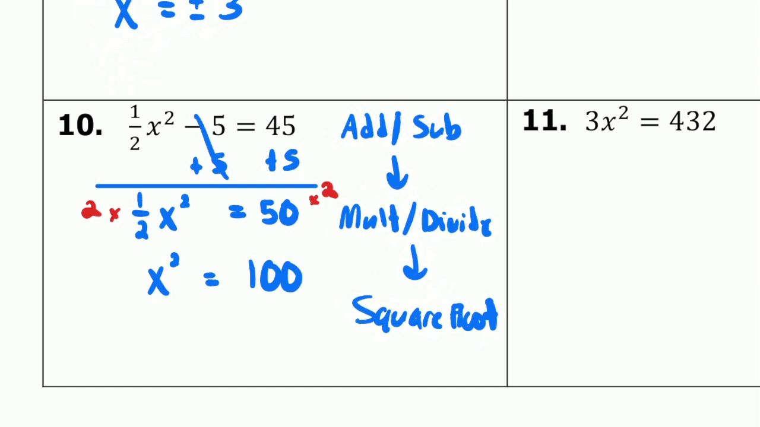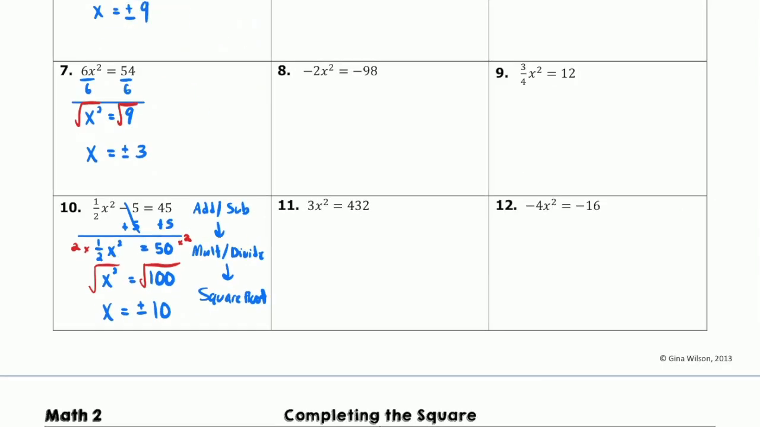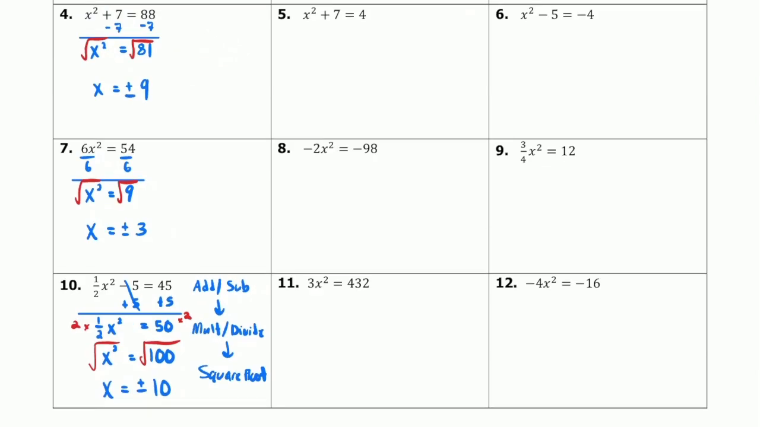And again, we're right back to where we were with those previous questions. Now we just take the square root of each side, and I'll get x is equal to the square root of 100, which is 10. So x is going to be equal to plus or minus 10. All right, I just want you guys to finish this up by doing all of the other questions on this page, and then we're all good to go.